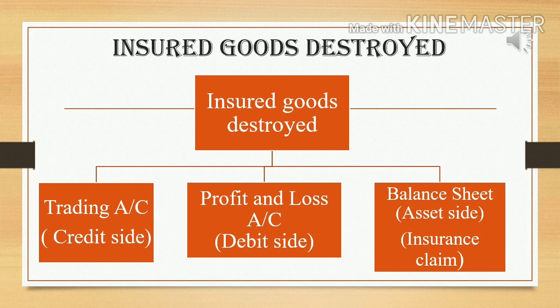So this is how all the three effects will be represented in my final account. Number 1, trading account credit side. I will write it here, goods destroyed by so and so means. Number 2, profit and loss account debit side, loss due to whatever the means is. And number 3, balance sheet asset side, insurance claim.